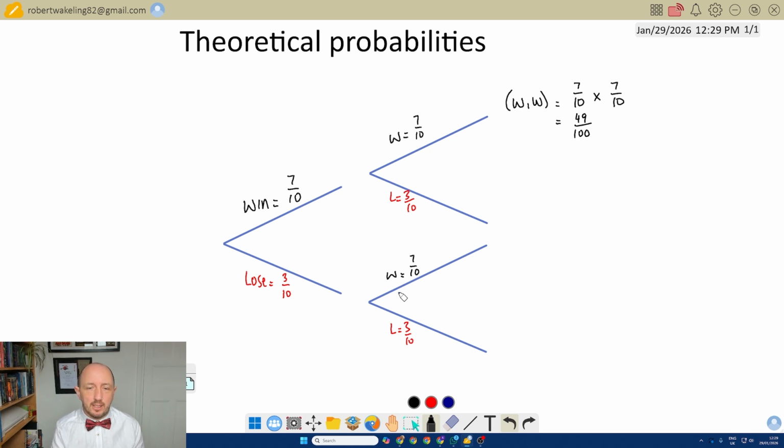So 7 times 7 over 10 times 10. Okay. If we were to do lose-lose, then it would be 3 out of 10 times 3 out of 10. And that would be 9 over 100. 3 times 3 over 10 times 10.